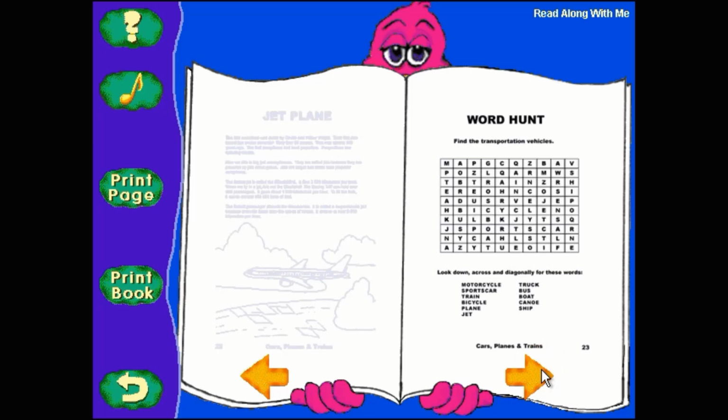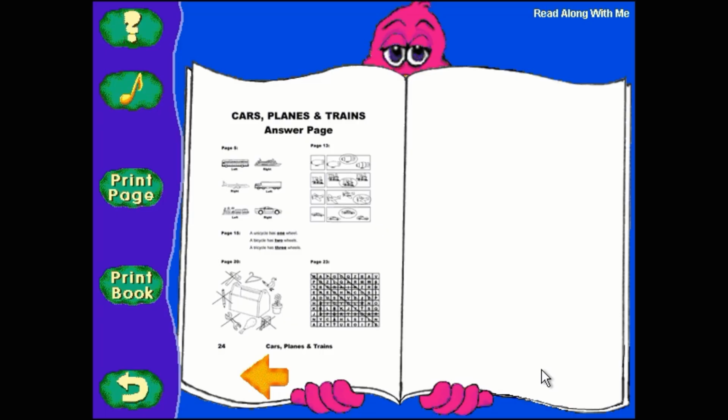Page 23. Word hunt. Find the transportation vehicles. Look down, across and diagonally for these words. Motorcycle, sports car, train, bicycle, plane, jet, truck, bus, boat, canoe and ship. Page 24. Cars, planes and trains answer sheet.